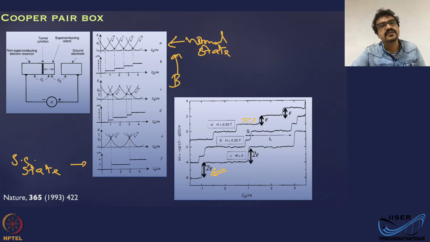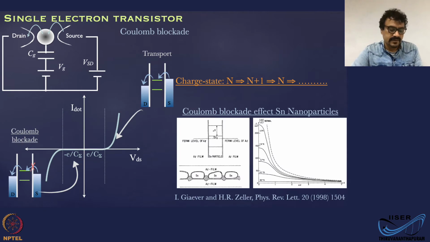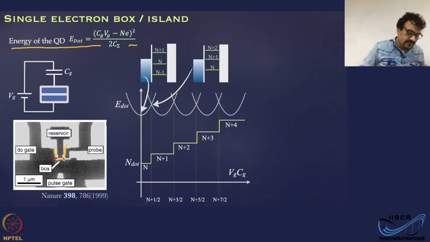It's a very interesting landmark experiment demonstrating the Cooper pair box, or single electron box, both of them. Now, the Cooper pair or the single electron box, if you look at it, you have only one tunnel junction, which is connected, and the other side is a capacitor.